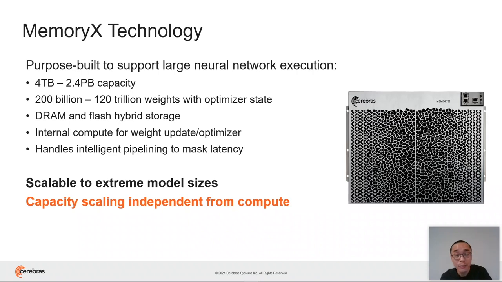Internally, the MemoryX architecture uses both DRAM and flash storage in a hybrid fashion to achieve both high performance and capacity. It also has internal compute to perform the weight update and the optimizer functions. Just like we did for memory, we separated out the compute that's operating on the weights to be close to the weights. Since these weight computations are extremely small compared to the main model execution, we can effectively run these on the MemoryX unit while the main model execution proceeds in parallel on the CS2. And lastly, MemoryX performs the intelligent pipeline scheduling that eliminates the impacts of latency. With this approach, we can provide flexible capacities to store up to extreme scale models.